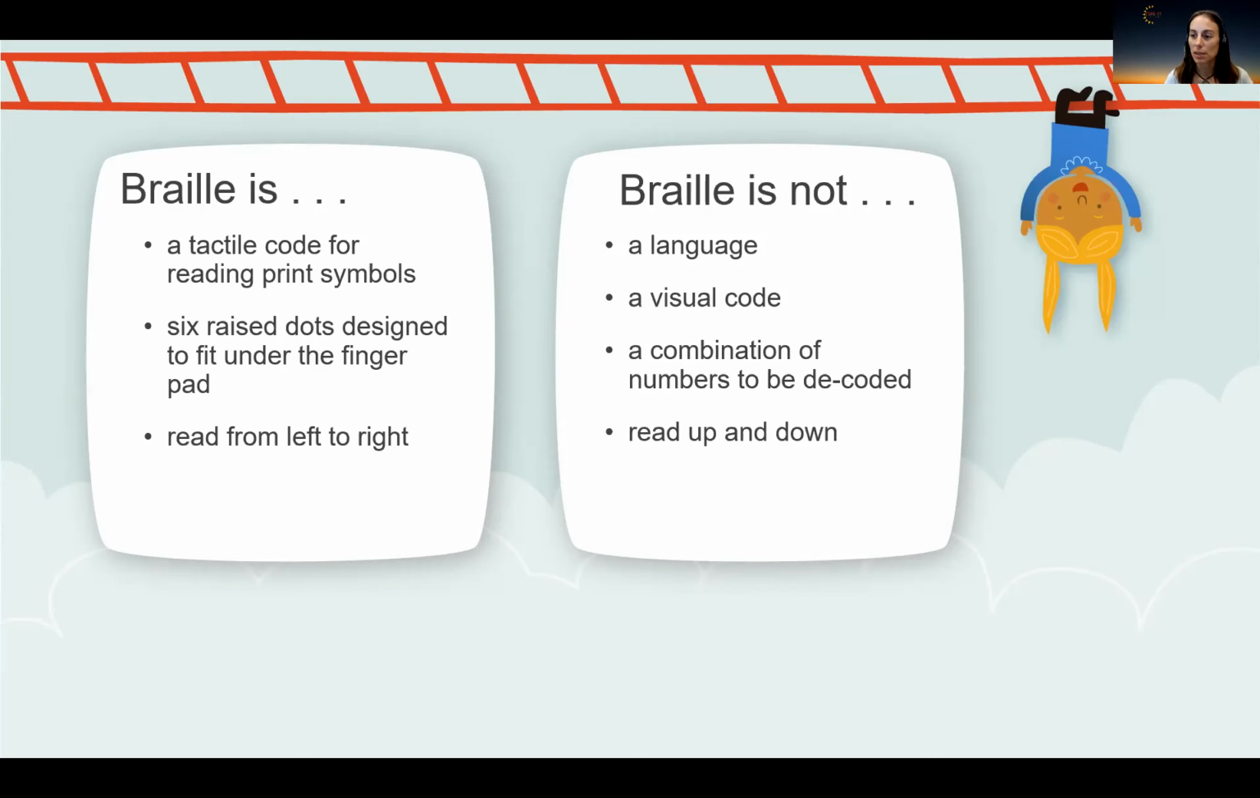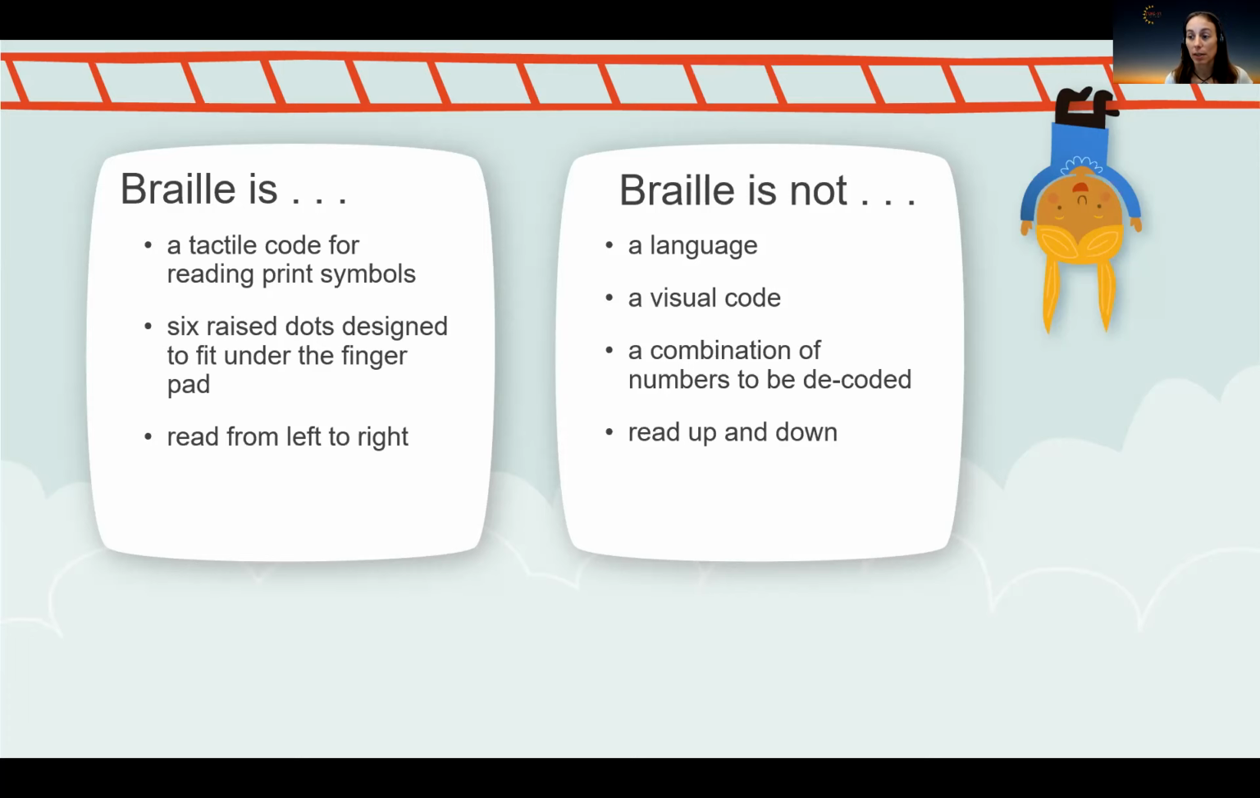So we said Braille is not a language, it doesn't have its own syntax and sentence structure. It's a code. It is not a visual code. Braille is visual for people who are looking at it, but for people who actually have to read Braille tactilely, it's not a visual code. So I feel like there's some that can be tricky because people who are visual readers, we're going to learn it a different way than someone who's a tactile reader.